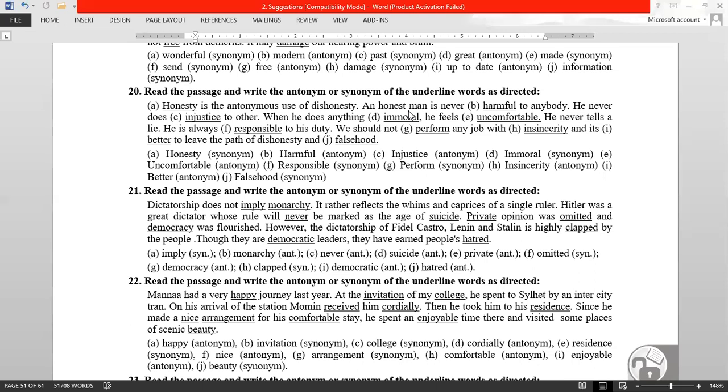Private. Antonym. Private, public. Okay. Omitted. Omitted means if you omit something, throw away, leave. Omit means to exclude something.